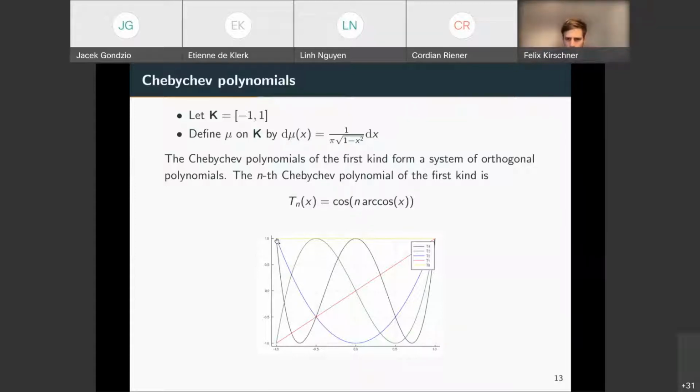And I plotted here the first few of them. The first one is the constant 1. Then the second one is just x, and then you get these first few. So you get a feeling for how they behave on the interval.